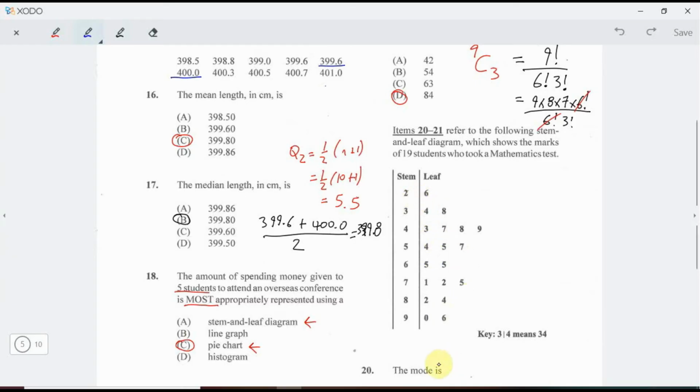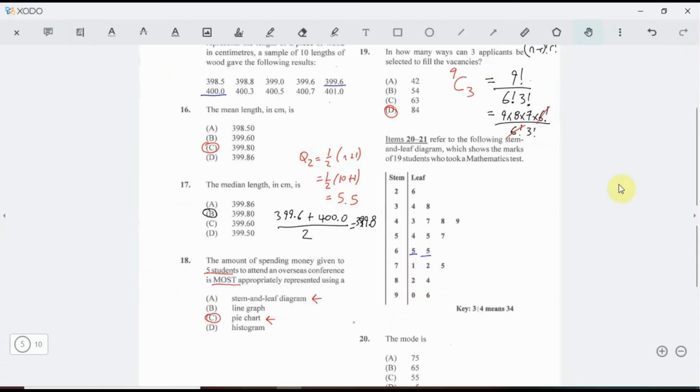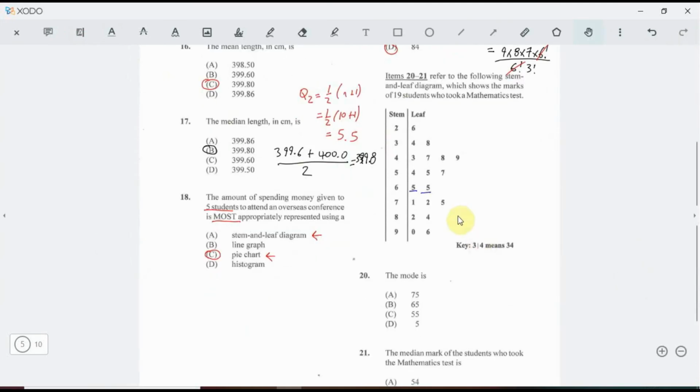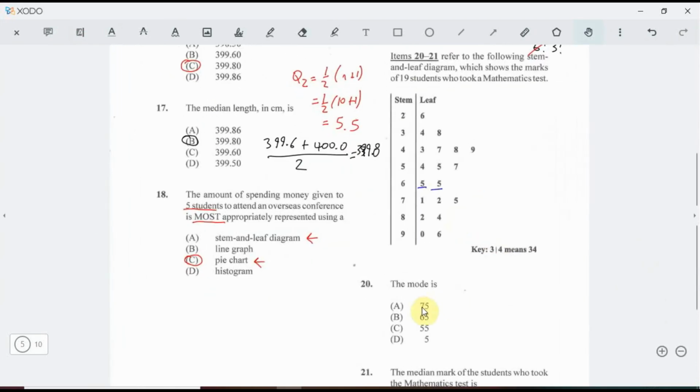It says what's the mode? The mode is a number that most frequently occurs. So let's see. I see 65 occur twice, right? Any other number that occurs more than once? Let's look through. I see they have 75 as an option. 75 only appeared once, so no. 65, yes, twice. 55 only appeared once, so the answer is option B. 65 is the mode. It occurred twice.